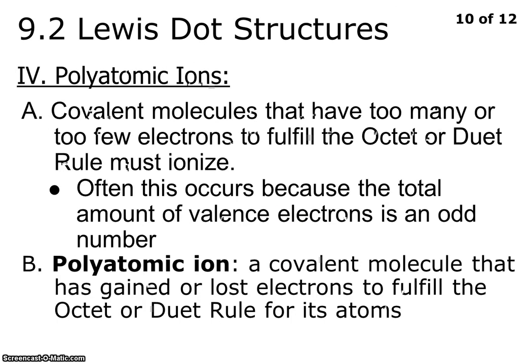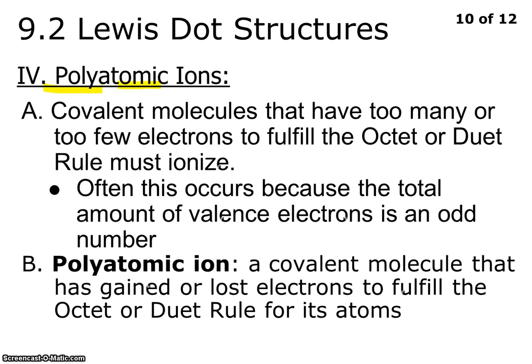Some atoms need to become ions, as we learned about in a few chapters ago, in order to have a full outer shell. This is also the case with some molecules. When you have more than one atom bonded together that needs to become an ion by gaining electrons or losing electrons, we call these ions polyatomic ions. Poly meaning many, and atomic obviously meaning atoms. So if you have a covalent molecule with too many or too few electrons to fulfill the octet rule or duet rule, it needs to ionize.